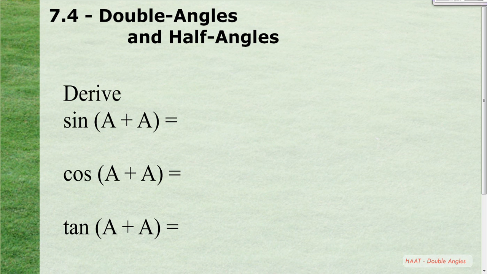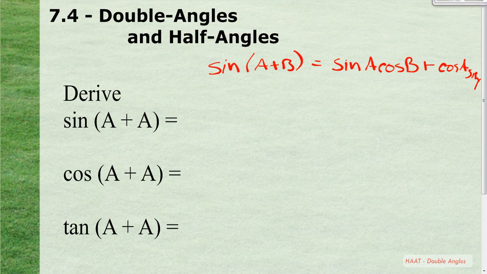sine of a plus a. So again, remember that our formula for sine of a plus b is going to be equal to sine a cosine b plus cosine a sine b, right? So what happens when you have two a's instead of a and b? Well, you're going to substitute those in. So I'm going to get sine a cosine a plus cosine a sine a.